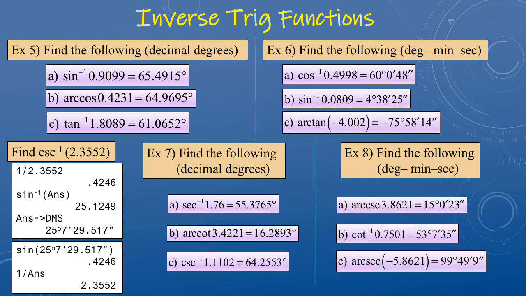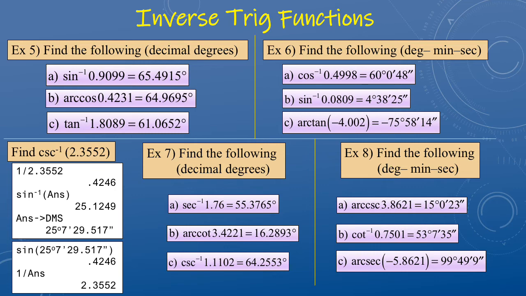Exercise 8 is just like exercise 7, but the answer should be in degrees, minutes, and the nearest second. So the arc cosecant of 3.8621 is 15 degrees, 0 minutes, 23 seconds. The inverse cotangent of 0.7501 is 53 degrees, 7 minutes, 35 seconds. And the arc secant of negative 5.8621 is 99 degrees, 49 minutes, and 9 seconds.